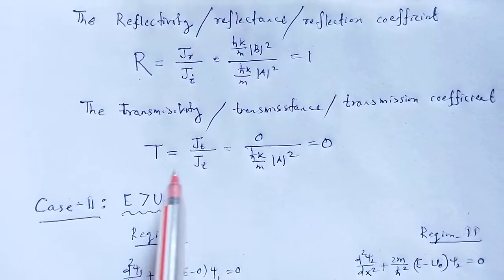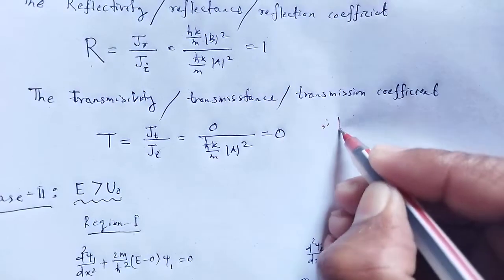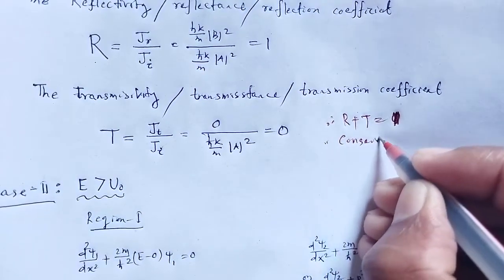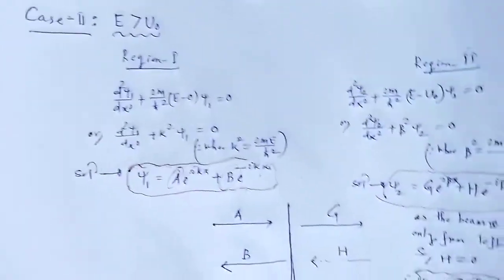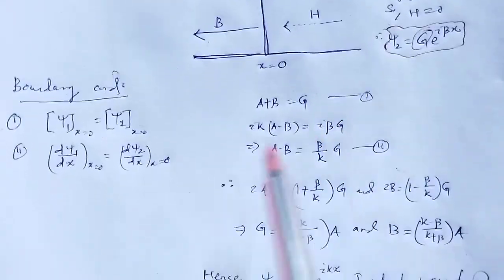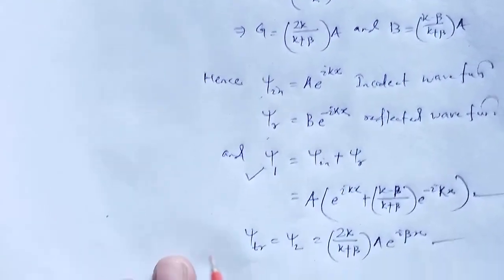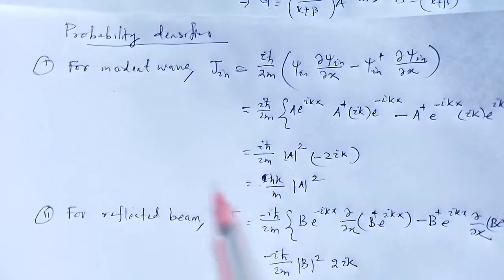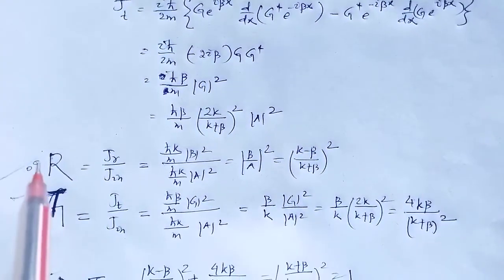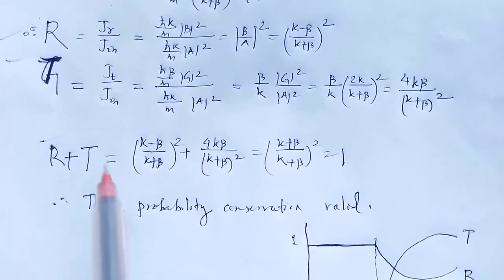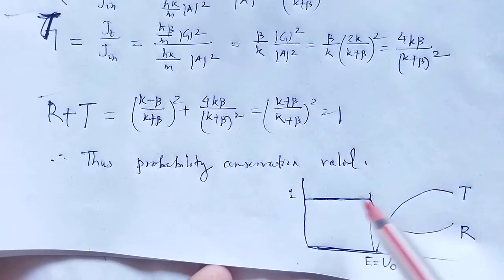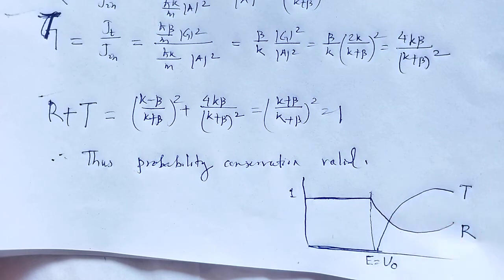Take reflectance and transmittance: here reflectance plus transmittance is equal to 1, which means it is conserved. Then case number 2, when E is greater than U naught, again region 1 and region 2 and their solutions, using the boundary conditions we evaluate the amplitudes and the probability densities in these regions, R and T. Then R plus T is equal to 1, and thus probability conservation is valid. This is a graphical representation of transmittance and reflectance for case 2.